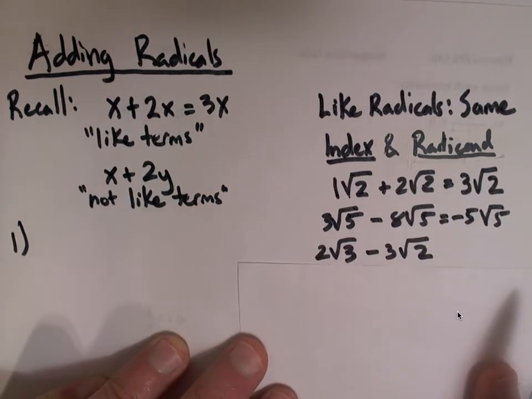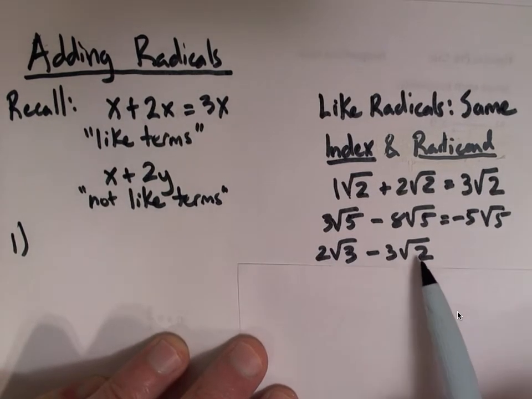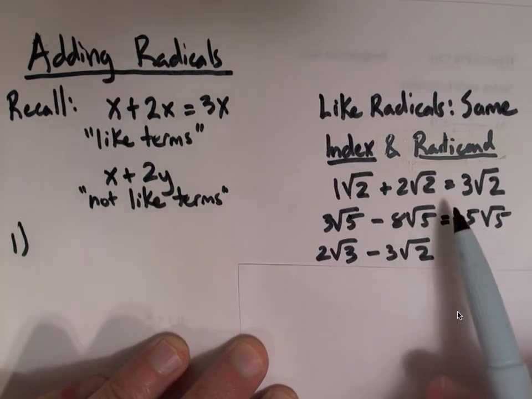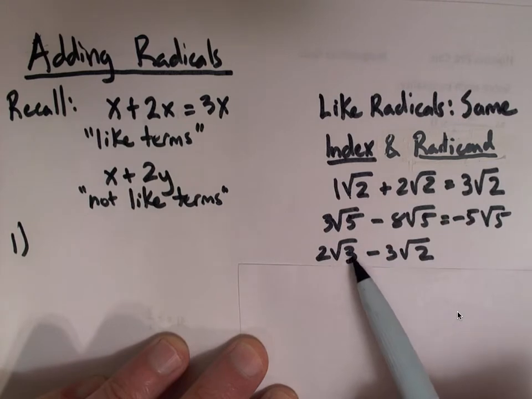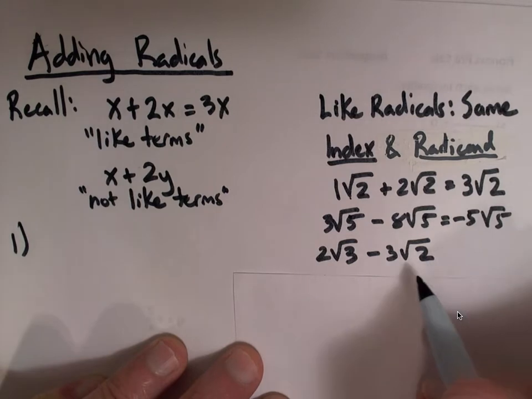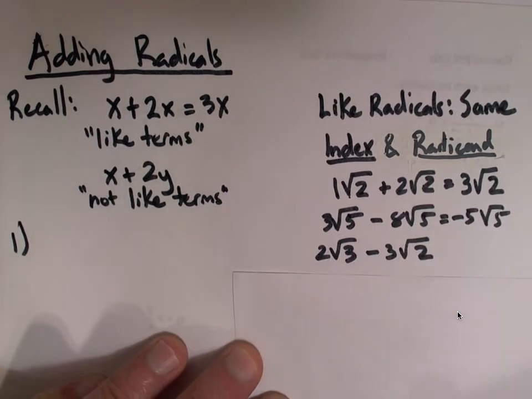Okay, this next little quick example, 2 root 3 minus 3 root 2. So index, I've got the same type of root. They're both square roots, but the radicand is different. This is a root 3, this is a root 2. So I can't combine this. These are not like radicals. So you just have to leave it like this.